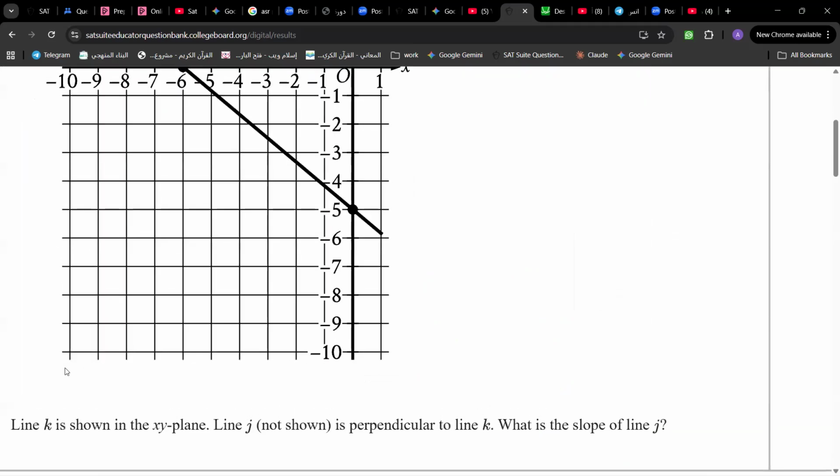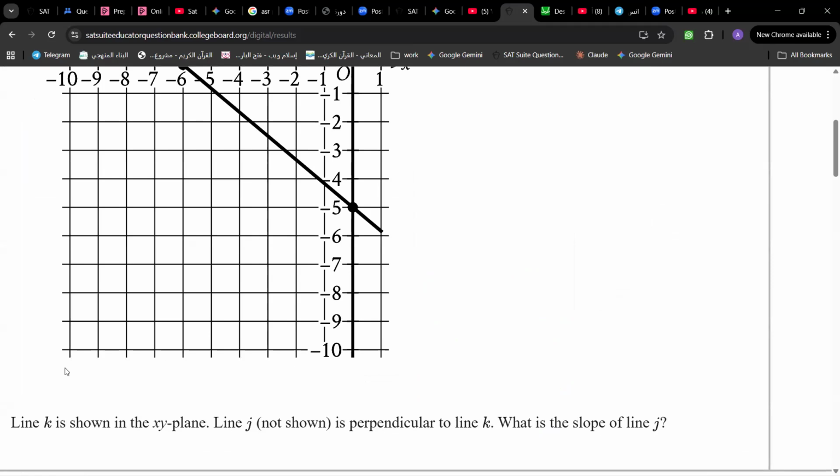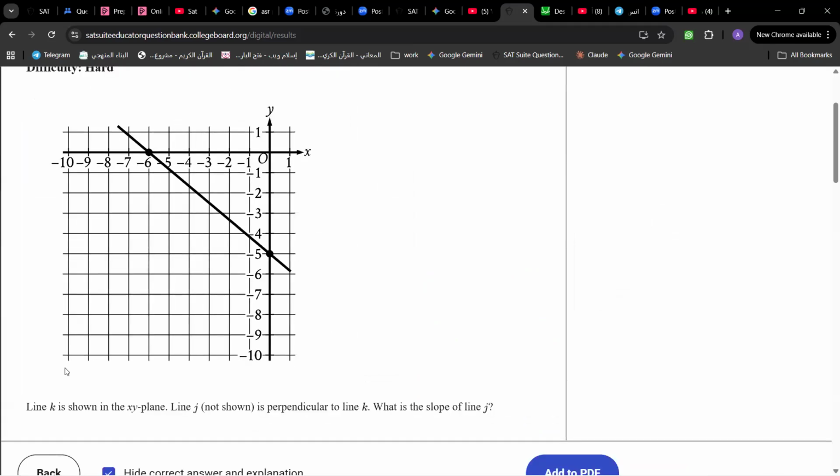Line k is shown in the xy plane. Line j is not shown but is perpendicular to line k. What's the slope of line j? As we said, the slope of perpendicular lines should be the negative reciprocal. So you find the slope of this line and get the negative reciprocal. Take 2 points, 0, negative 5 and negative 6, 0. This minus this over this minus this. It will be 5 over negative 6. So the other slope will be 6 over 5.